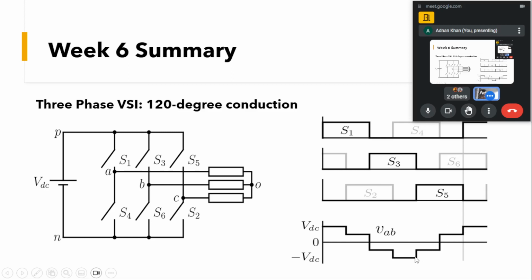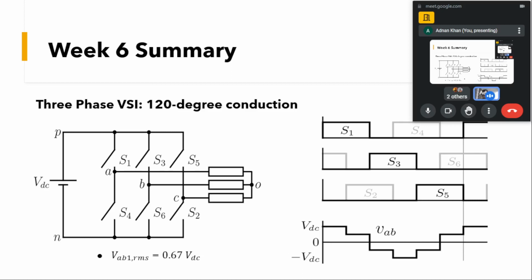1 2 3 4 5-stepped wave, like a stepped staircase wave in this line to line voltage. And if you calculate the RMS of the fundamental, it will be equal to about 0.67 of the VDC in case of this 120-degree conduction mode. So you can see here that the devices are conducting for a smaller duration, like for 120 degrees.